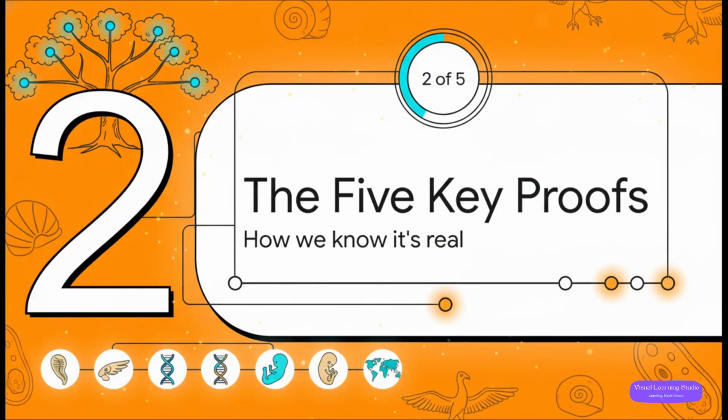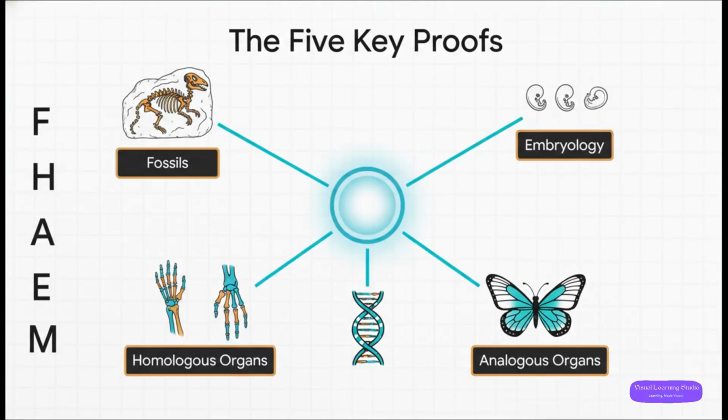Okay, so Darwin came up with this brilliant theory. But a theory is just an idea, right? How do we actually know it happened? Well, let's move on to the next part of our story, the 5 key pieces of evidence that show us evolution is real. I know, trying to remember all the different types of evidence can be a real pain.